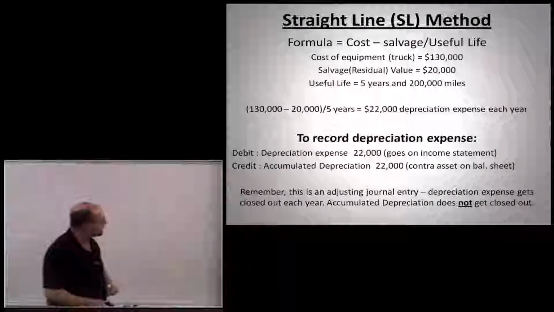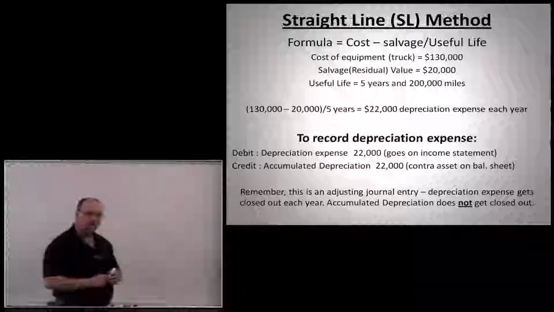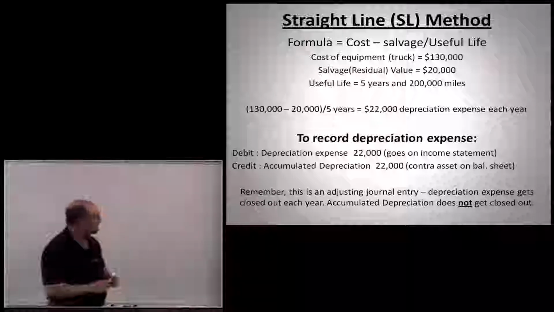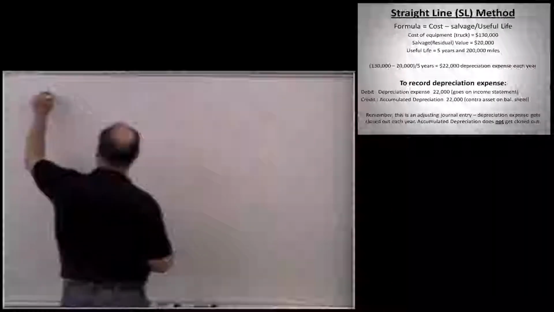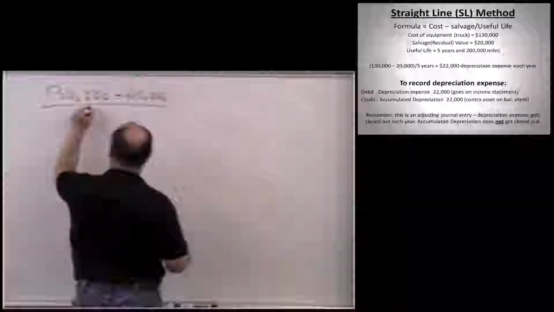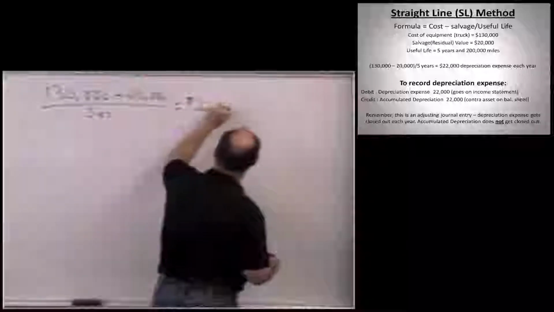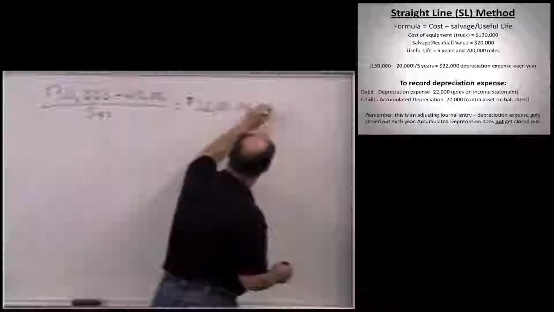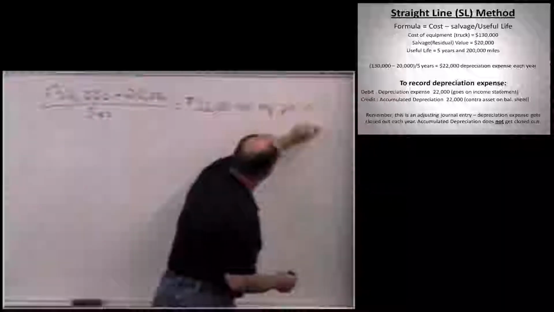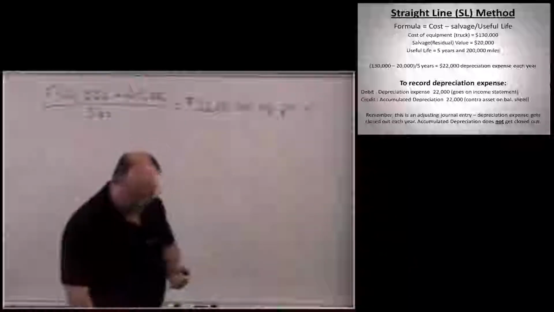Okay, so here's the first method, the straight line depreciation method, which I'll abbreviate SL. And the formula, which you need to know, is cost minus salvage value divided by the useful life. Now, the cost of our equipment was $130,000. So $130,000 minus the salvage value of $20,000 divided by a 5-year useful life gives us $22,000 of depreciation expense per year. Right on your slide there, $22,000 depreciation expense per year.